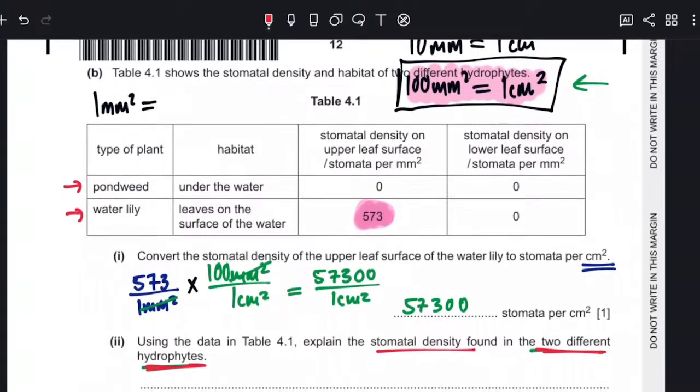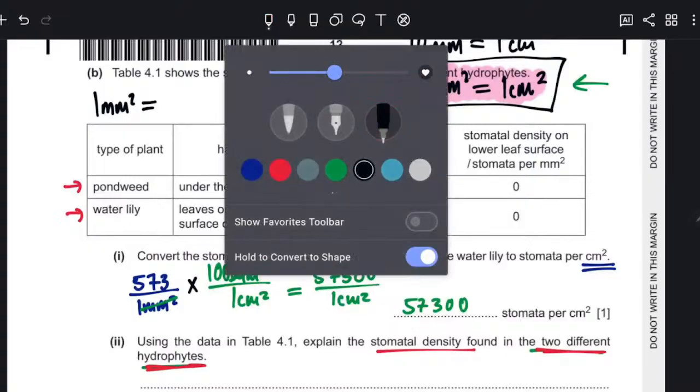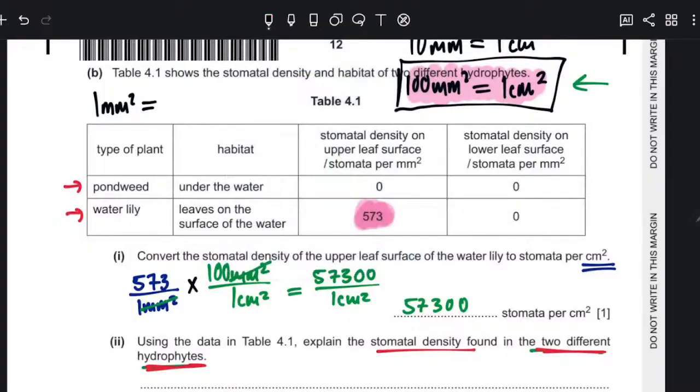Why is it that we have this density and then we have none? Let's write now. We know that for those that are found in water, what is important is that, number one, we have to have gaseous exchange. So if I'm talking about stomata, I have to say something related to gaseous exchange. Right?